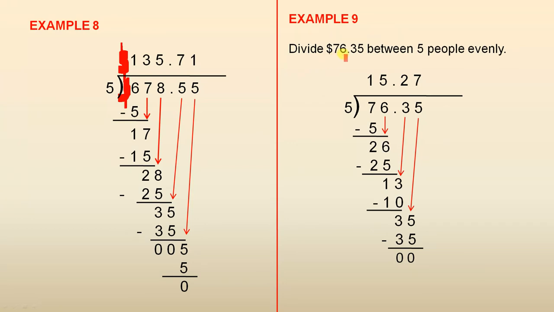Example 9, if we divide $76.35 between 5 people evenly, we find that the answer will be $15.27. So $76.35 divided by 5, you go through all the steps. Carry the numbers down when you need to. When you have no remainder, you have your final answer here.